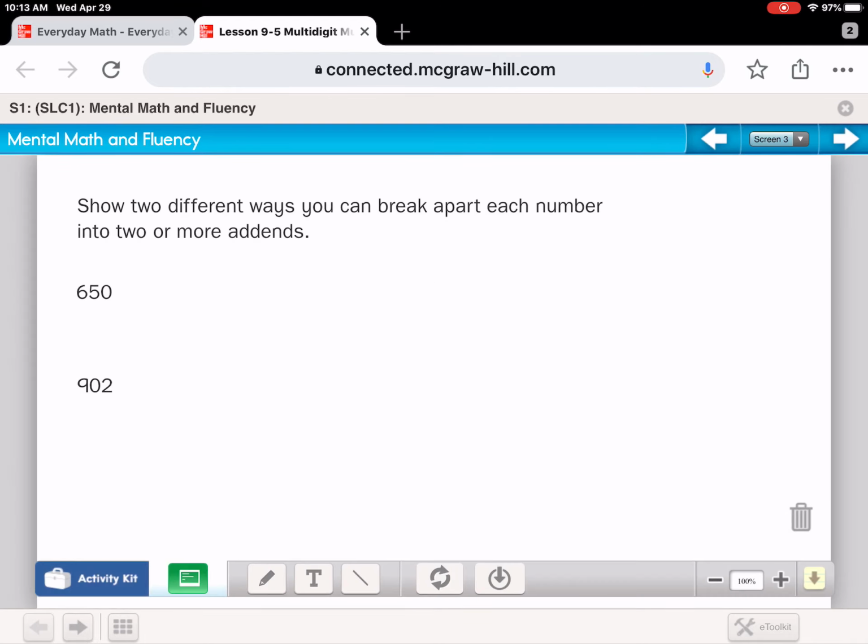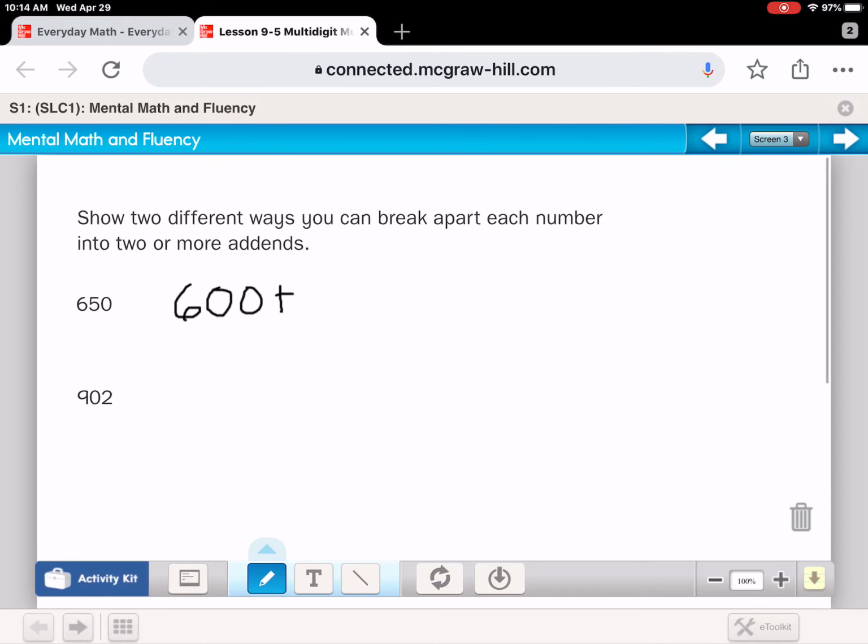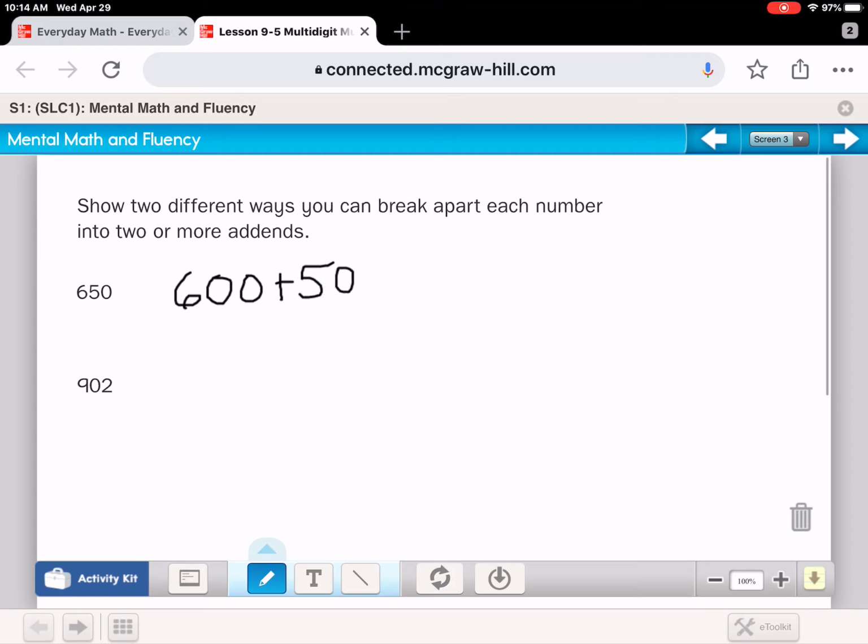We're going to try two more. Would you break apart 650 into two or more addends twice? The easiest one to see, I think, would be 600 plus 50. Or maybe 600 plus 25 plus 25. And finally, 902. How could you break apart 902 two different ways?